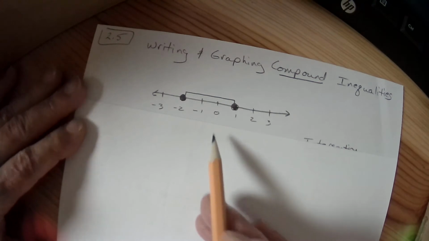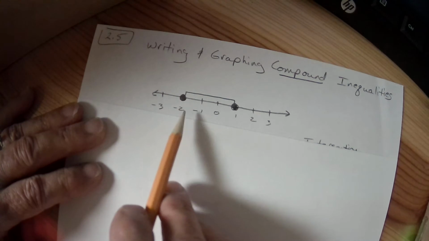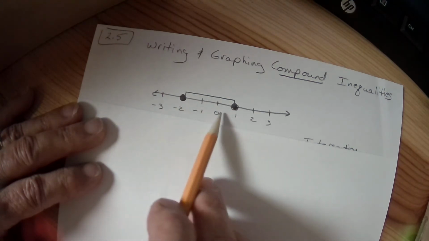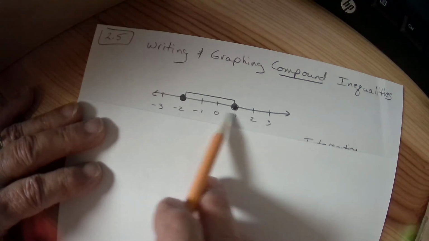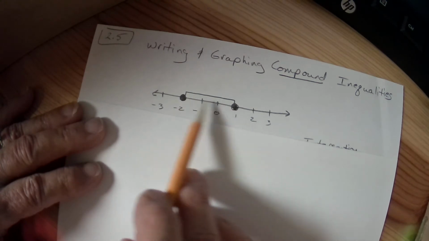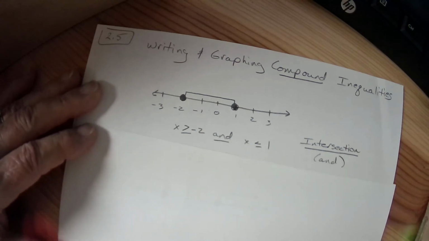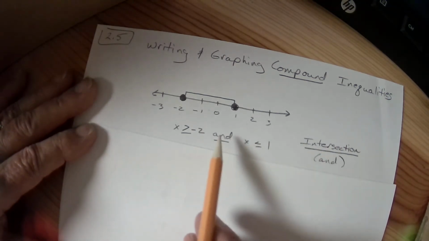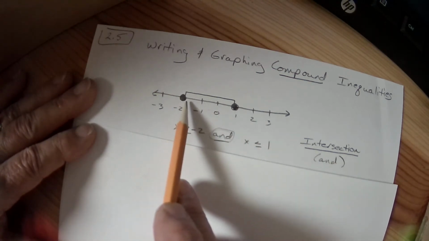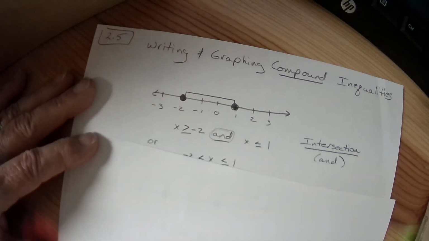So one of our compound situations is going to look like this when we graph it. There's two parts to it. X is greater than or equal to -2, but it's also less than or equal to 1. So when there's two endpoints and the solution is everything in between them, that's what we call the and situation. It's an intersection. So it has to be greater than or equal to -2 and less than or equal to 1.